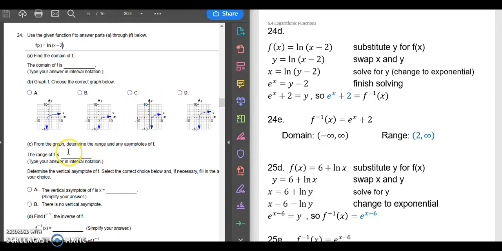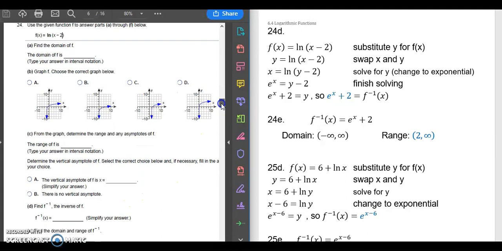Then it says from the graph, determine the range and any asymptotes of the function. The range of the function, since it is a logarithmic function, goes from negative infinity to positive infinity. And the vertical asymptote of the function, we know is shifted to the right 2 units away from being the vertical line x equals 0. So shifted to the right 2 units is going to be x equals 2 for this vertical asymptote here.